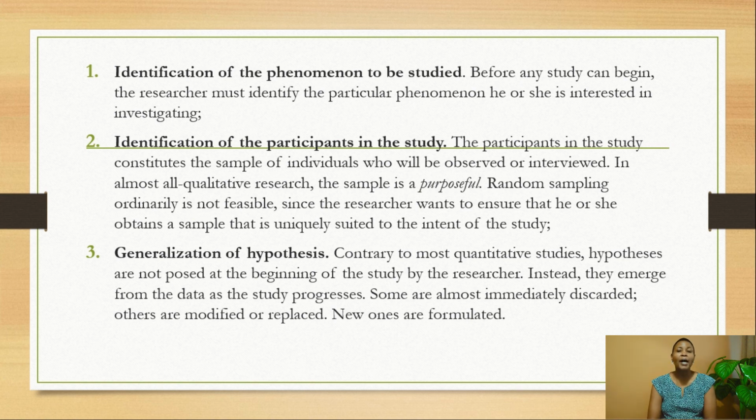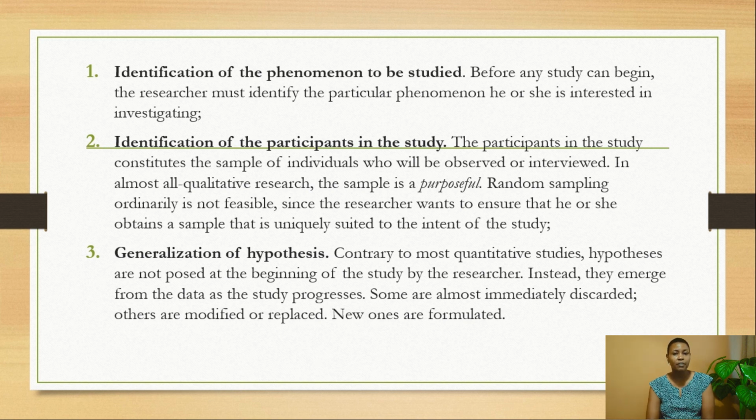The first one is identification of the phenomenon to be studied. Definitely before you start any study, the researcher must identify the particular phenomenon he or she is interested in investigating. The second one is identification of the participants in the study. The sampling in qualitative research is mainly purposive. So in this step, the researcher identifies who will participate in the study and purposively samples the participants who are information rich.